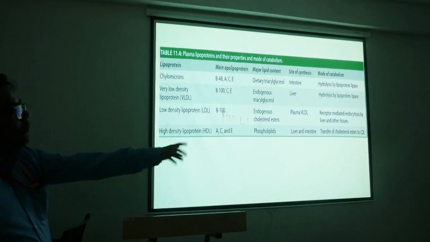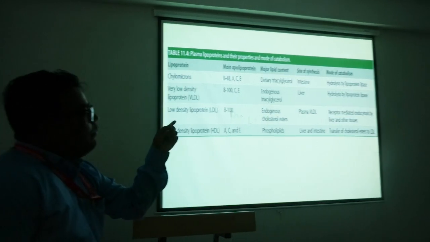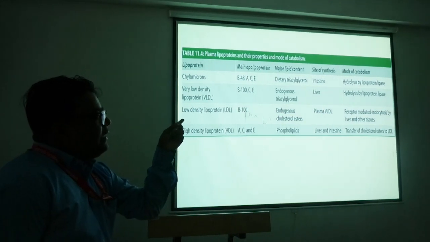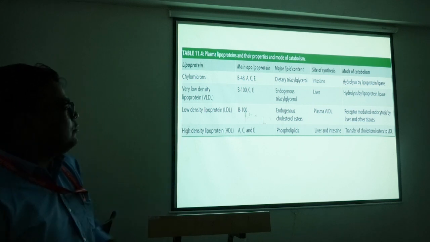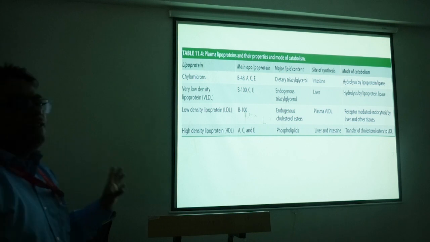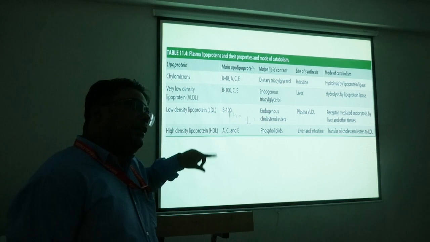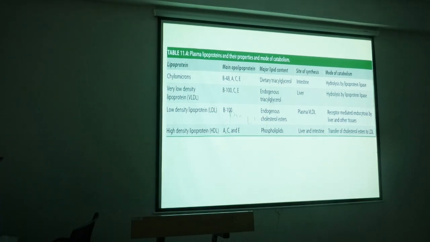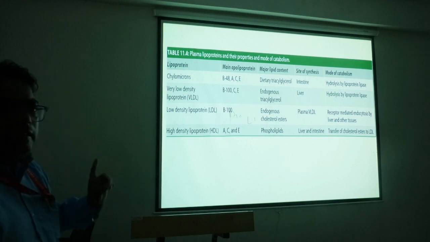Now see, mode of catabolism. Hey students, listen. Mode of catabolism: receptor mediated endocytosis by liver and other tissues. Transfer of cholesterol esters to the LDL. This is the specific function of HDL. It transfers the cholesterol from liver to extrahepatic tissues. First thing, the LDL receptor mediates endocytosis by liver and other tissues.